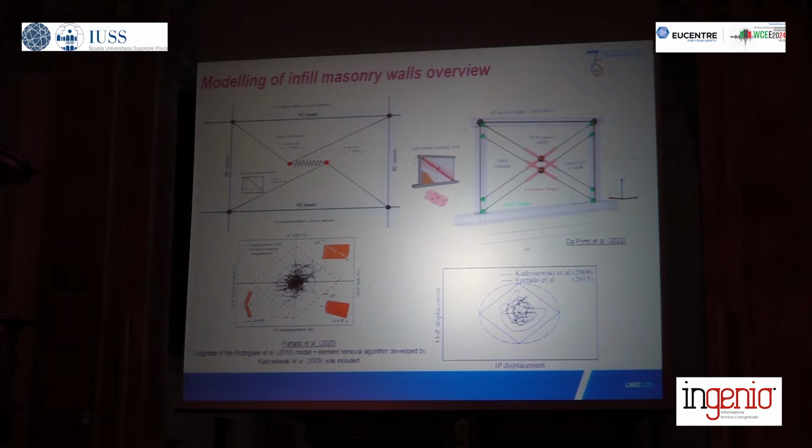So some of them include the interaction between the in-plane damage and the out-of-plane capacity, and vice versa. Here, as an example, is the Furtado model, where you have this losange interaction diagram between the two of them.